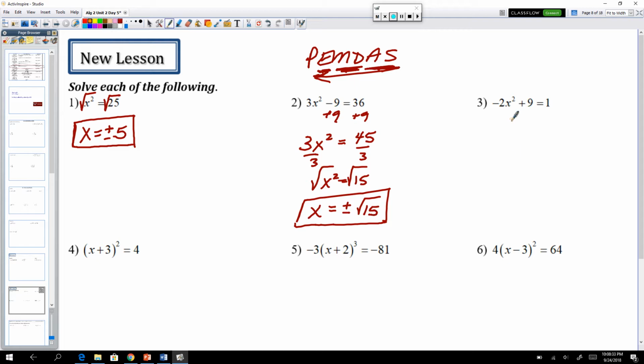Let's look over here. Once again, we would need to add and subtract first. Then multiply, divide. Then take care of the exponent. We're going to take the square root of both sides. We need to make sure we do the positive and negative 2. That is the answer. And if you plug both positive and negative 2 in for x, you'll see that that's the answer either way.